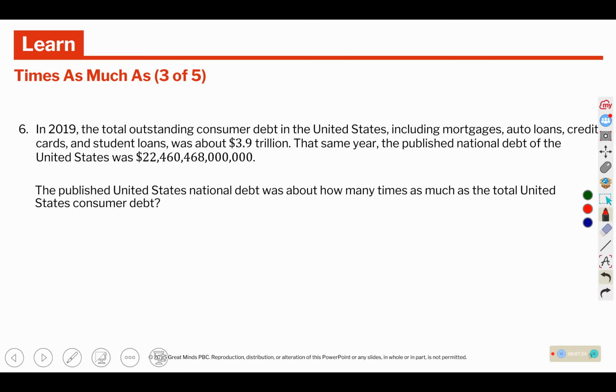In 2019, the total outstanding consumer debt in the United States, including mortgages, auto loans, credit cards, and student loans, was about 3.9 trillion, which is about 4 trillion if we're approximating. That same year, the published national debt of the United States was, this would be millions, billions, trillions. So 22 trillion, 460 billion, 468 million. The United States national debt was about how many times as much as the total consumer debt?